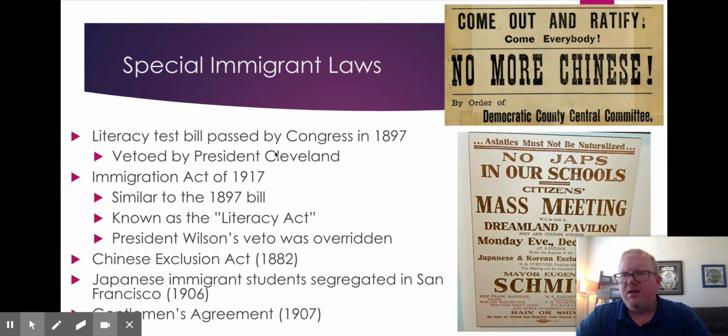One was a literacy test bill passed by Congress in 1897 that required immigrants to be able to read at least 40 words in English or their native language. This was a way to try to cut down on the number of immigrants coming in who weren't educated. Congress passed this, but it was vetoed by President Grover Cleveland, and it didn't become law then. But it shows you the attitudes towards new immigrants: we want people who are well educated, not necessarily people who don't have the best education coming in.